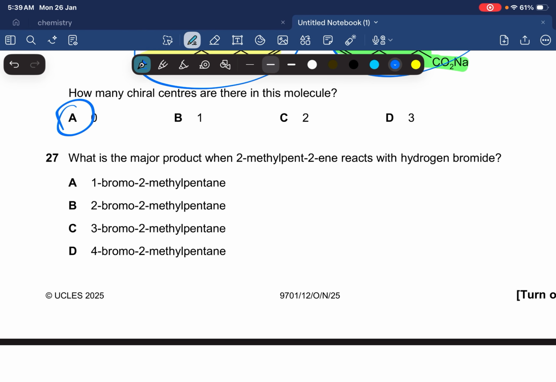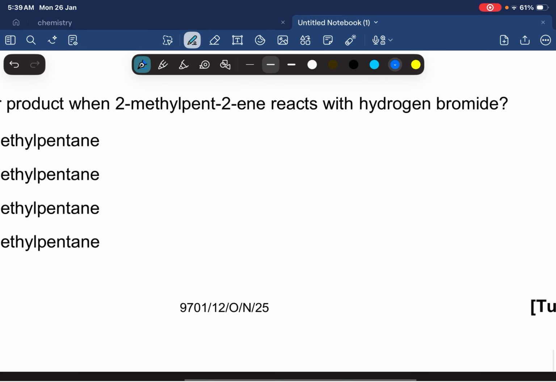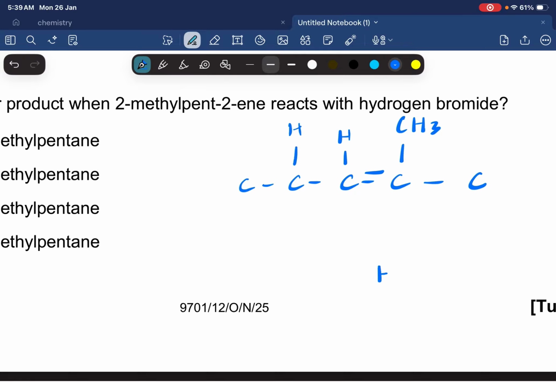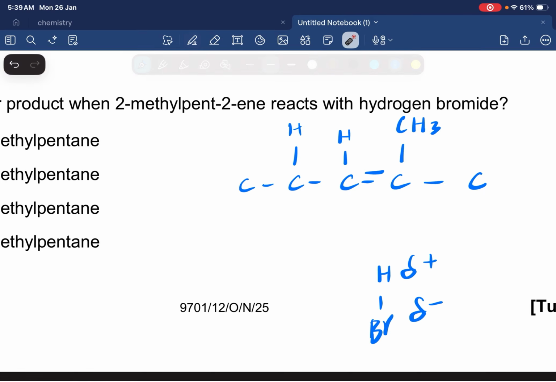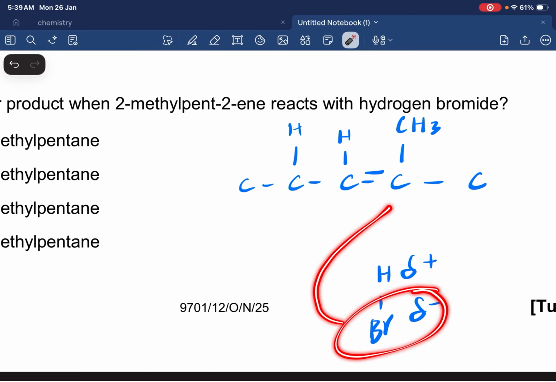What is the major product when 2-methylpentene reacts with HBr? So we have 1, 2, 3, 4, 5. 2-methylpentene like this. This is gonna react with HBr. This is partial positive, this is partial negative. The negative part is going to go with the carbon that has less hydrogen. This carbon has no hydrogen because it has one CH3 attached to it. This has 1 hydrogen.